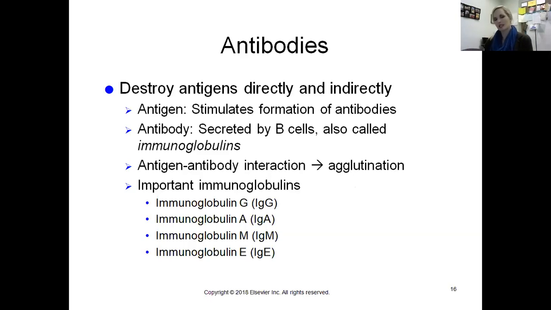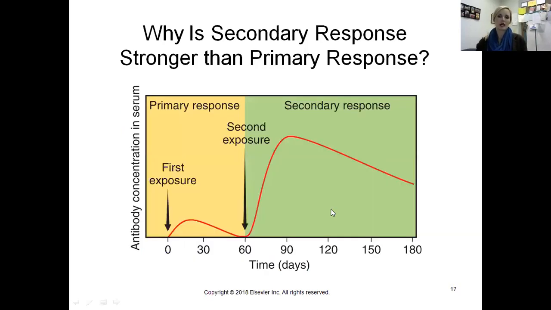And then immunoglobulin E is very much involved in our hypersensitive reactions, which are things like allergies or anaphylaxis, and we're going to talk about that a little bit later in the chapter. So that's what an antibody is. An antibody is produced in response to an antigen in the event that we are going to try and get rid of it.